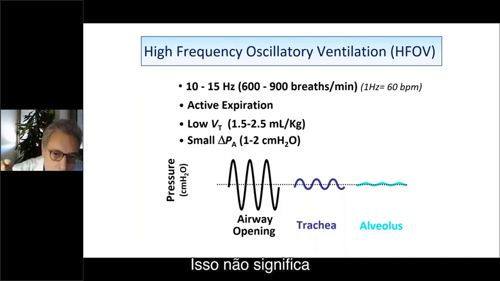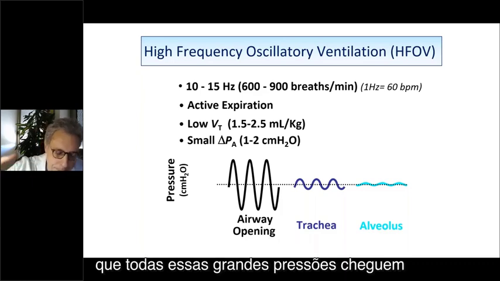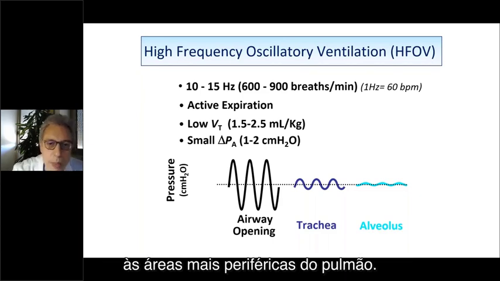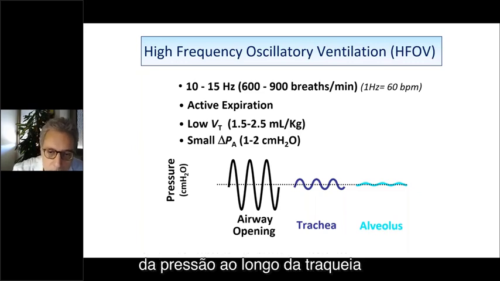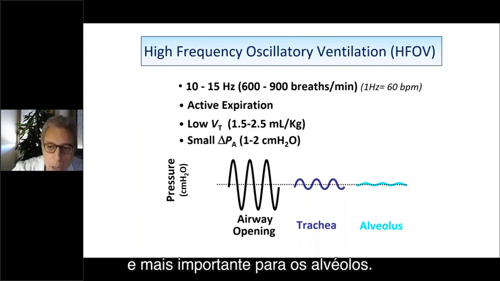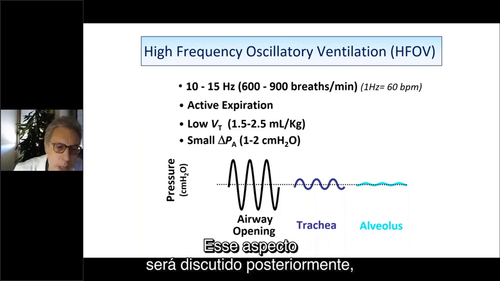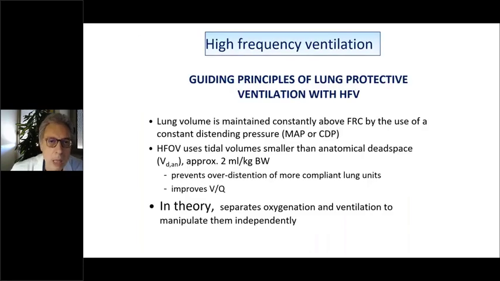It does not mean that all this entire peak pressure is delivered to the more peripheral areas of the lung. In effect, there is a specific damping attenuation of the pressure along the trachea and, most importantly, to the alveoli. This aspect will be discussed later.